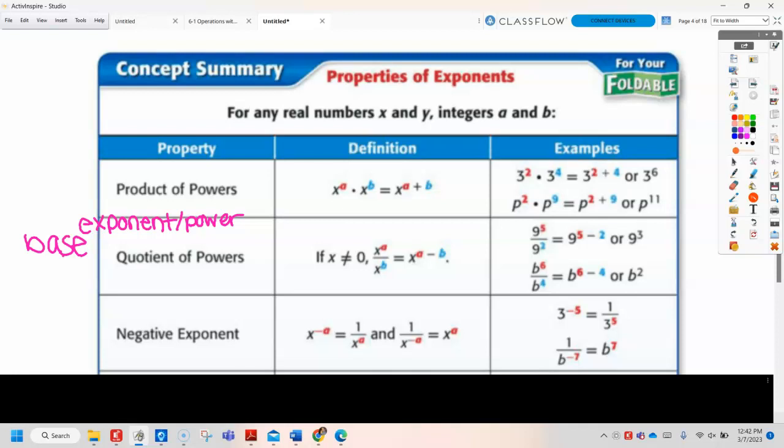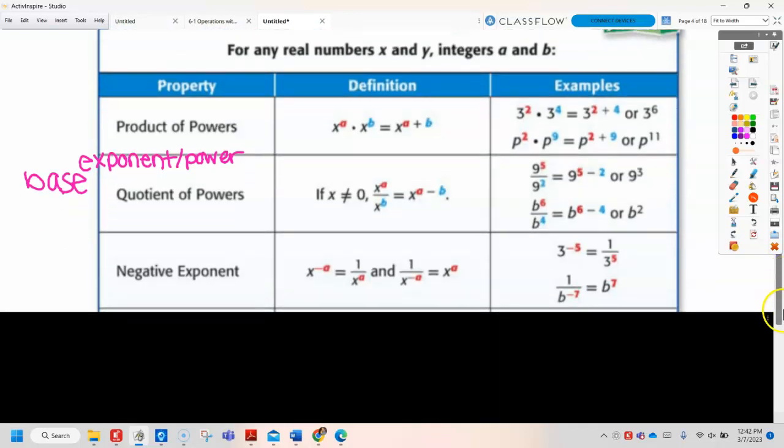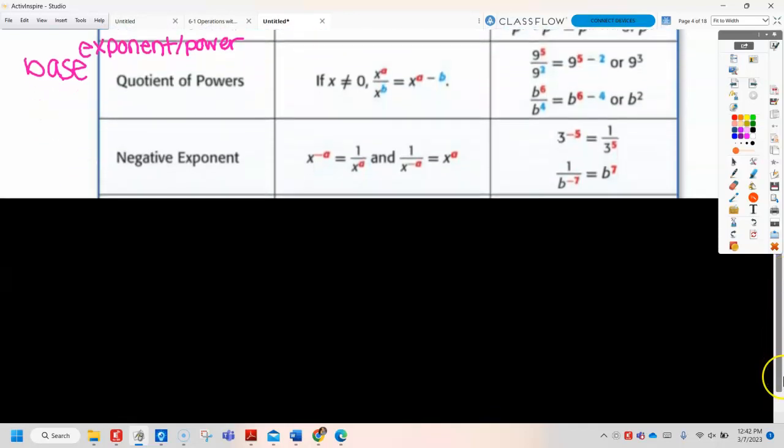You have a negative exponent. You cannot leave it negative in your problem. So you have to rewrite it as a positive. So again, if the exponent is negative, you drop it to the denominator as a positive. If it's negative in the denominator, you move it up as a positive.